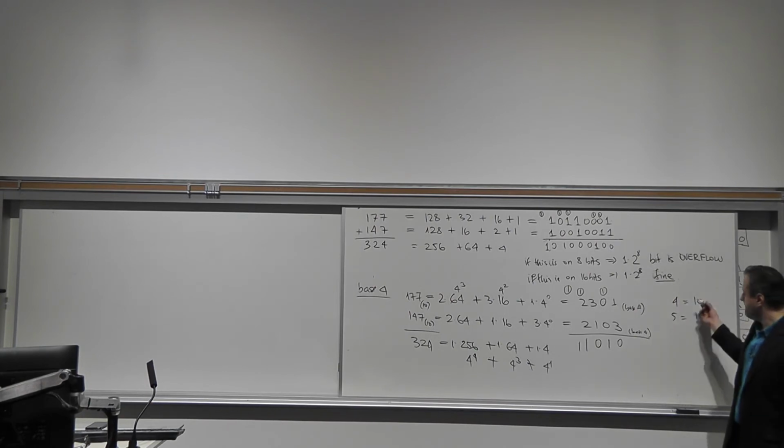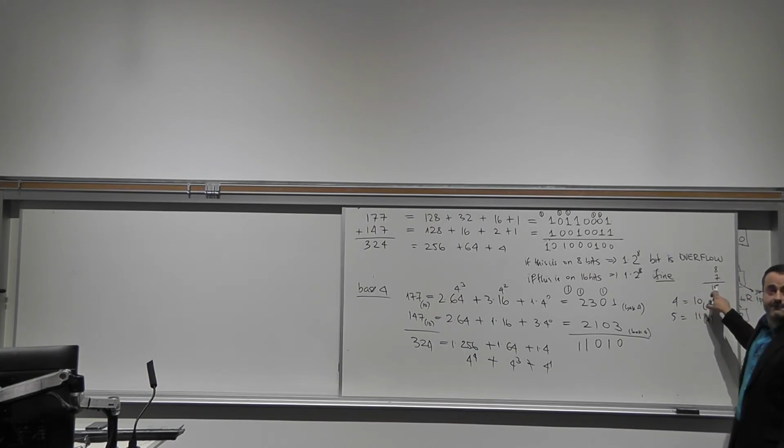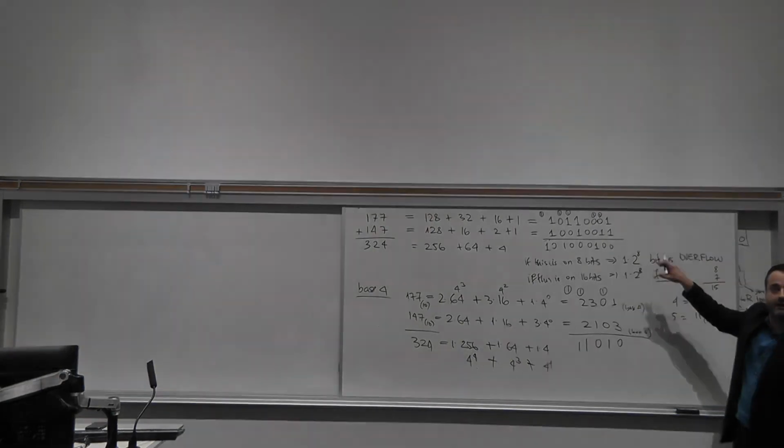It's like in base 10. In base 10, if we have, say, 8 plus 7, we get 15. So what do we do in base 10? We put the 5 and we keep the carry as a 1, right? We don't put a 0.